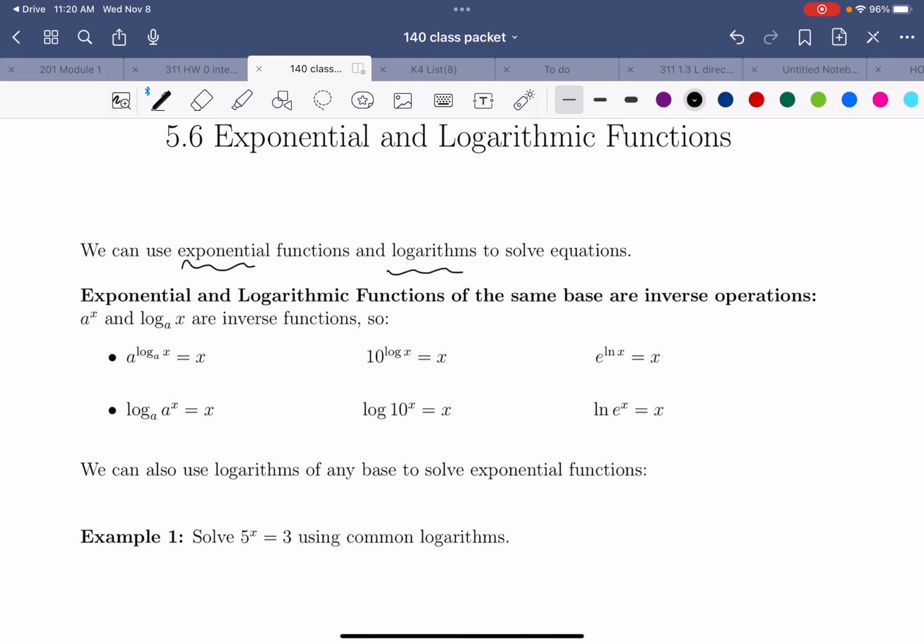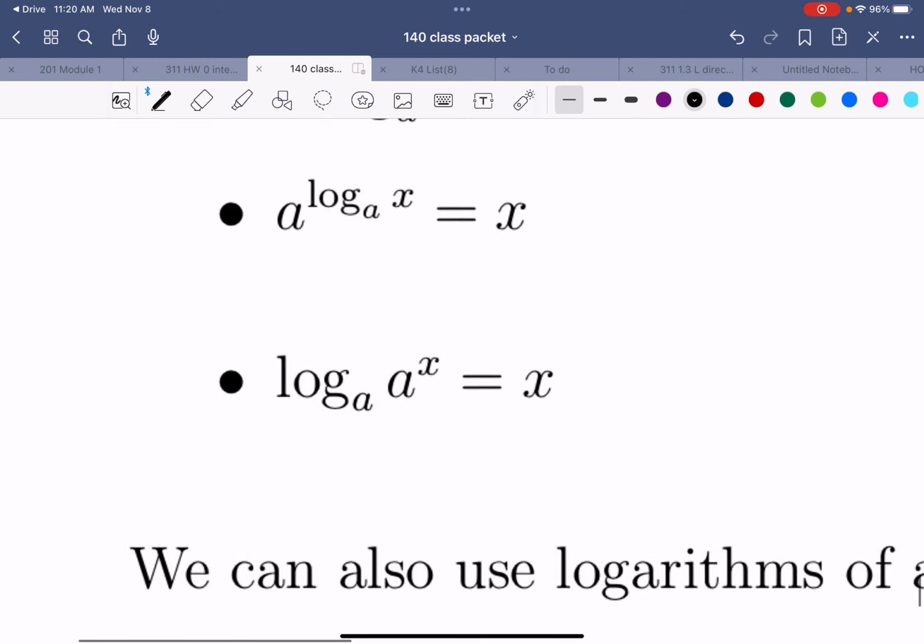And that means that they are paired together just like add, subtract, just like multiply, divide, just like square and square root, okay? So to get rid of a log, you would use an exponential of the same base. To get rid of an exponential function, you can use logs, and you can actually use any logs because of the properties of logs. So keep in mind here that we have these two things.